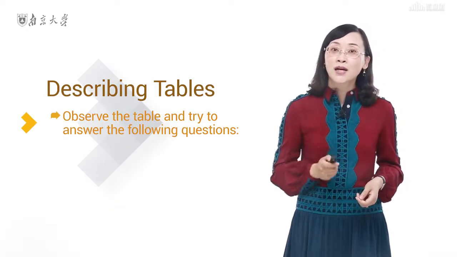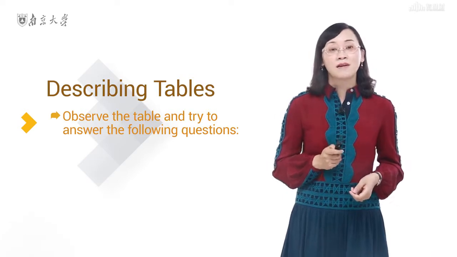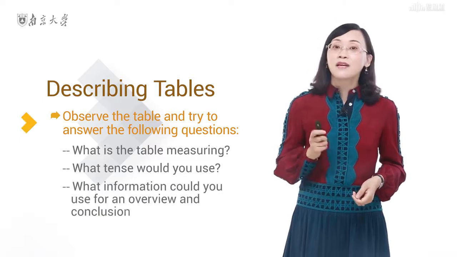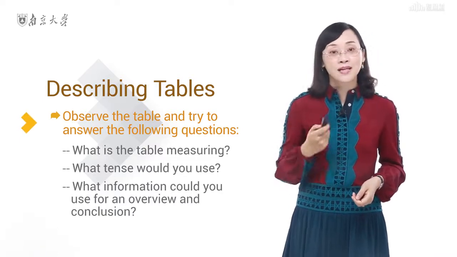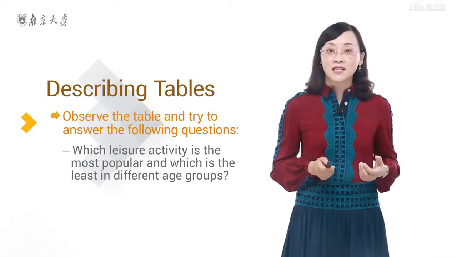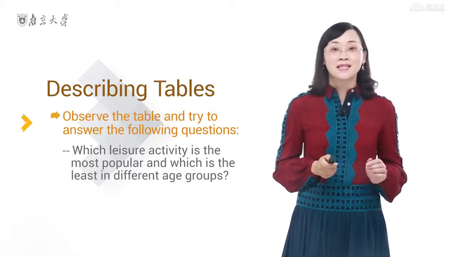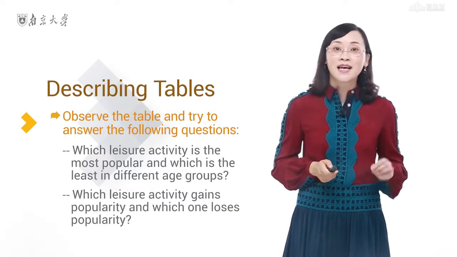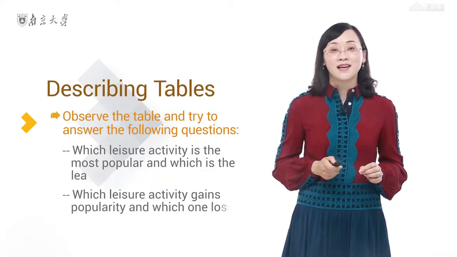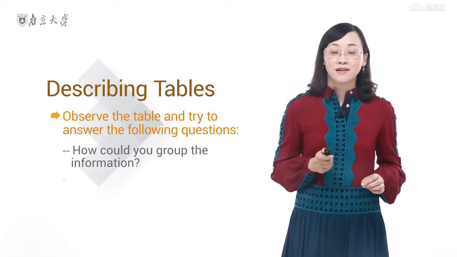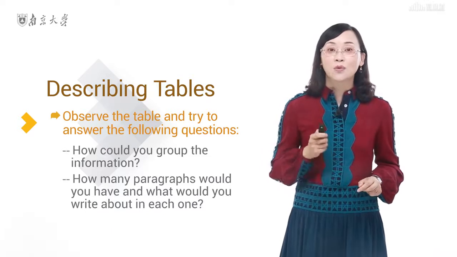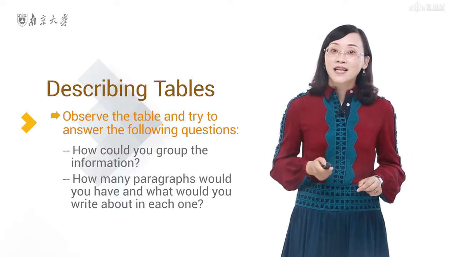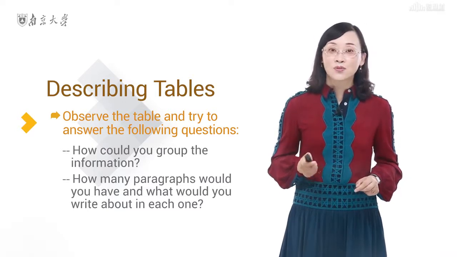Observe the table and try to answer the following questions. What is the table measuring? What tense would you use? What information could you use for an overview and a conclusion? Which leisure activity is the most popular and which is the least in different age groups? Which leisure activity gains popularity and which one loses popularity? How could you group the information? How many paragraphs would you have and what would you write about in each one? You can start writing if you have already got answers to these questions.